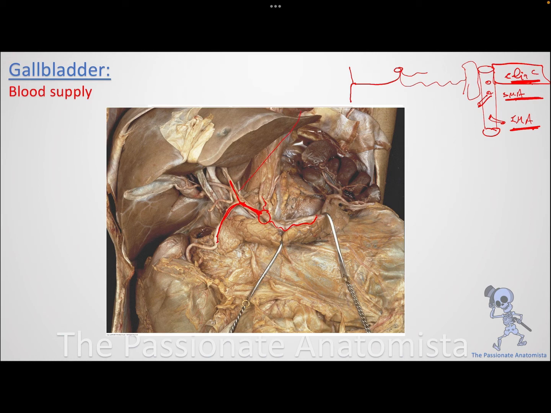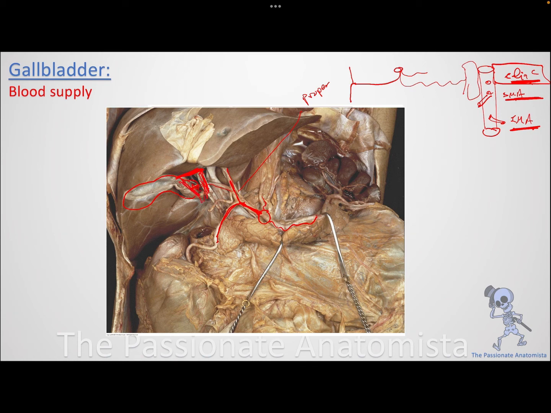Now, from the proper hepatic, I'm going to get right and left hepatic arteries, all right? And because the gallbladder lies in the right lobe of the liver, the cystic artery arises from the right hepatic. In what? In a triangle called the cystohepatic triangle.